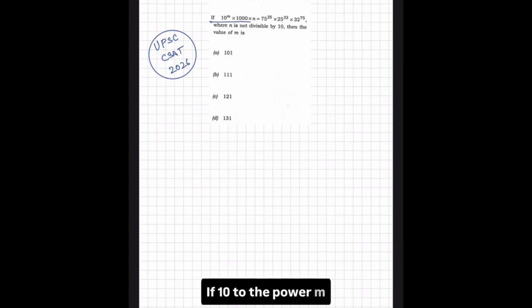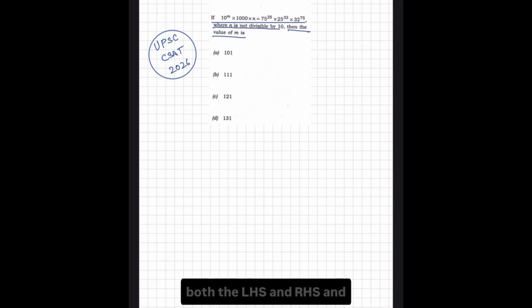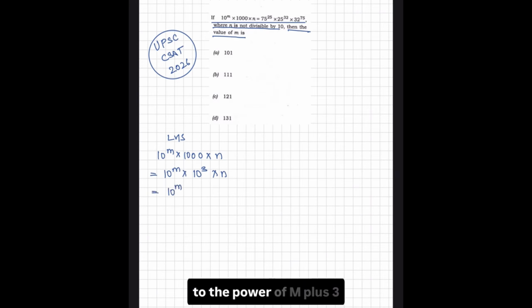If 10 to the power m into 1000 into n is equal to 75 to the power 25 into 25 to the power 32 into 32 to the power 75, where n is not divisible by 10, then the value of m is. So for this, we'll simplify both the LHS and RHS and then equate the powers of 10 to get the value of m. So LHS is 10 to the power of m into 1000 into n. It can be written as 10 to the power of m into 10 to the power of 3 into n, and it can be written as 10 to the power of m plus 3 into n.